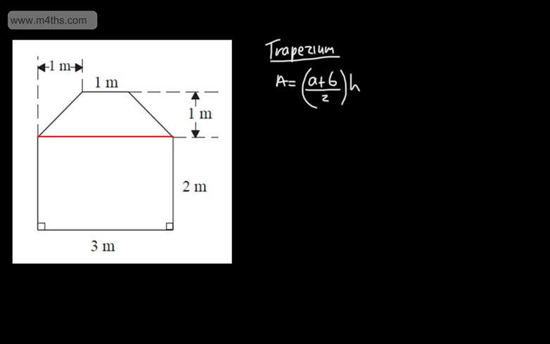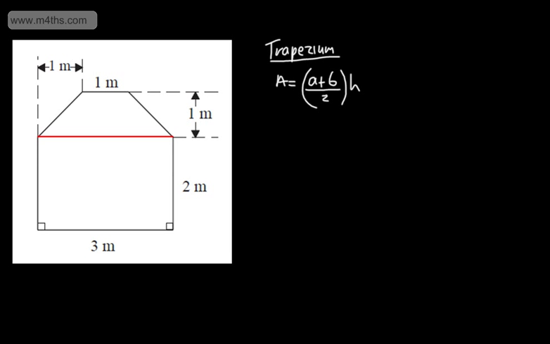So if I wanted to put these values on here, this would be A, this would be B, as these are the parallel sides, and this would be H. So all we're doing is now adding the 2 together, dividing by 2, and multiplying it by the height. So let's go ahead and work out now the area of the trapezium.